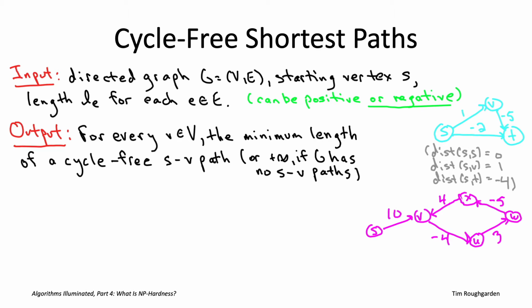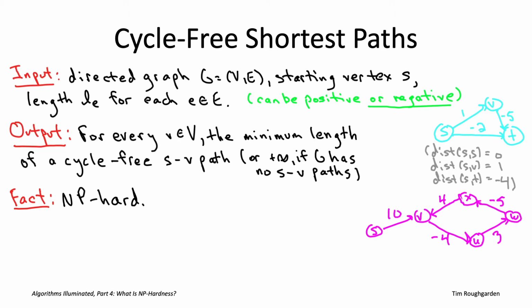Unfortunately, this is a shortest path problem, which we do not think has any polynomial time solution. The cycle-free shortest paths problem is an NP-hard problem. So let me now show you how you would actually prove this fact, prove that it's NP-hard to compute cycle-free shortest paths.